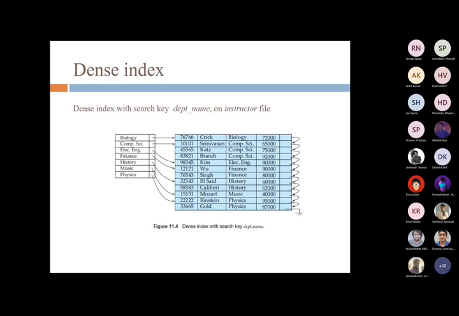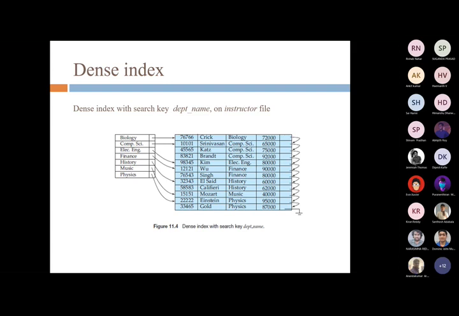So you are going to create a search key for each and every department, right? So in the biology department, you have only one instructor associated with it, whereas you have three faculty members associated with the CSE department, one associated with electrical engineering, and so on. So again, this is an example of a dense index with the search key department name on the instructor file, right?